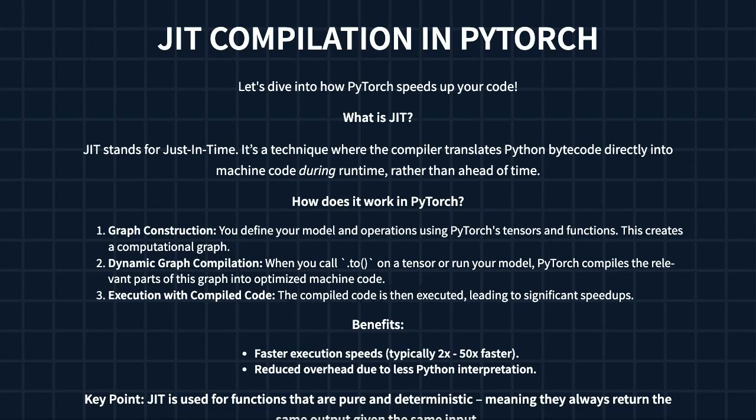Okay, let's talk about JIT compilation in PyTorch. Basically, it's like giving your code a little boost at runtime. Instead of Python interpreting every line as it goes, JIT compiles parts of your model directly into machine-readable instructions much faster. It works by building a graph of all the computations you're doing and then turning that graph into optimized code. This results in a noticeable speed increase, often several times faster than running purely in Python.